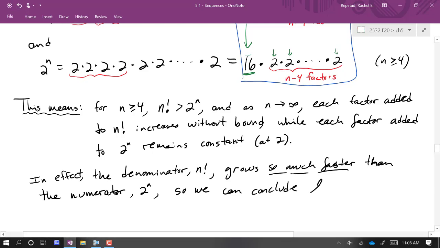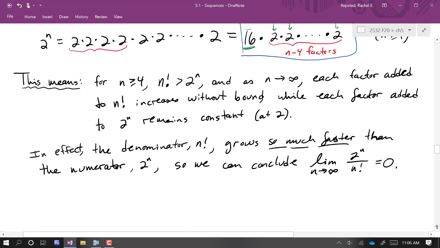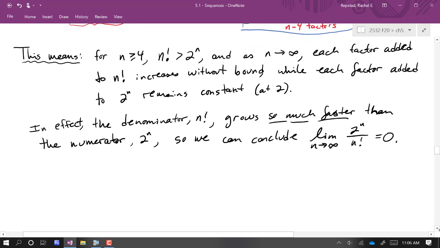So we can conclude that the limit as n approaches infinity of 2 to the n over n factorial is equal to 0. For any other value of k, as long as k is greater than 1, we can make the same conclusion. We can make the same argument and conclusion comparing the values of n factorial and k to the n.